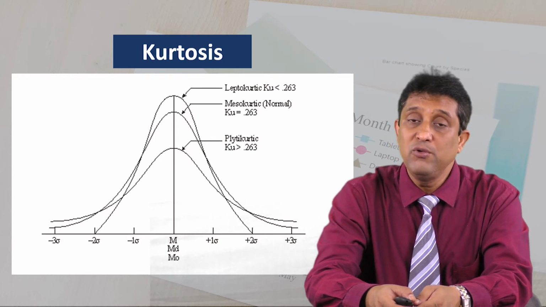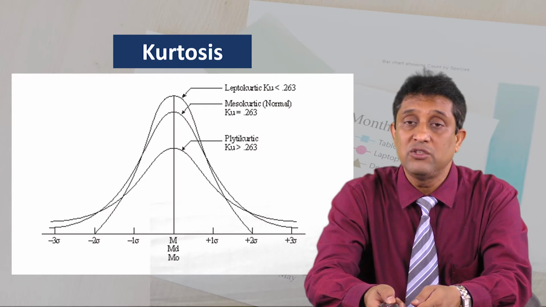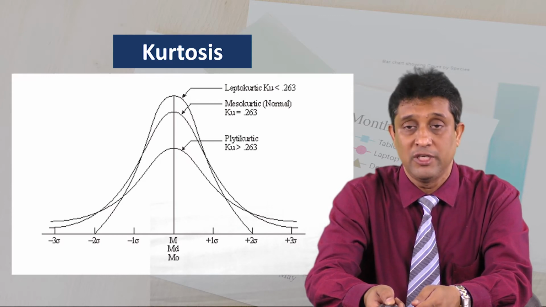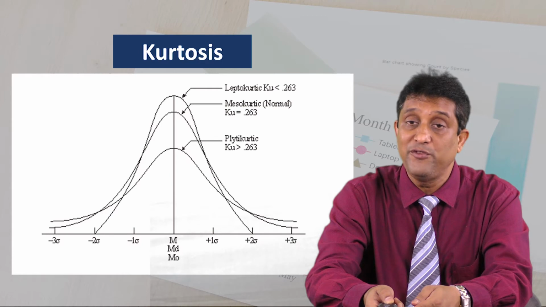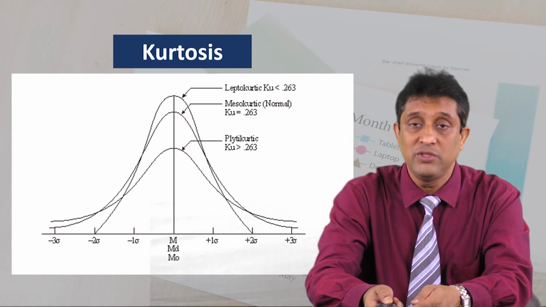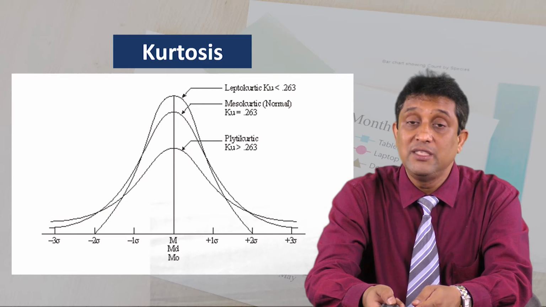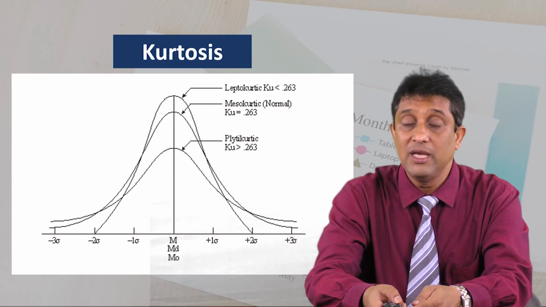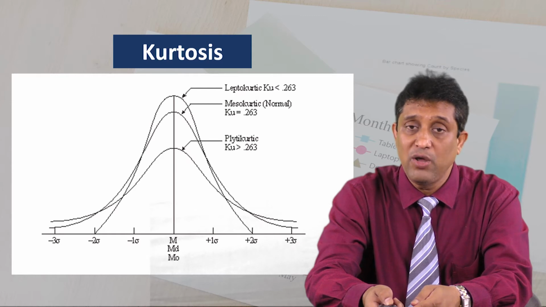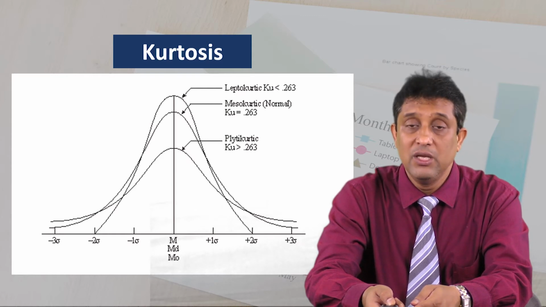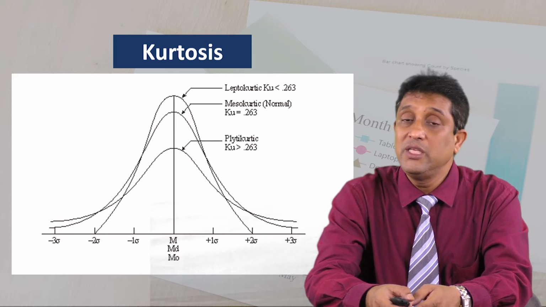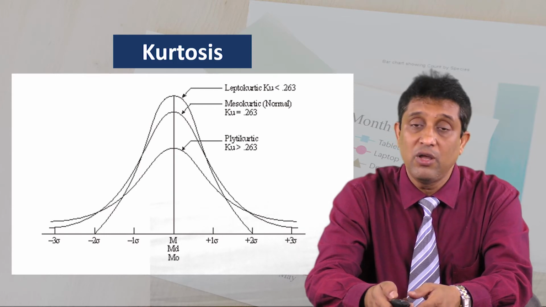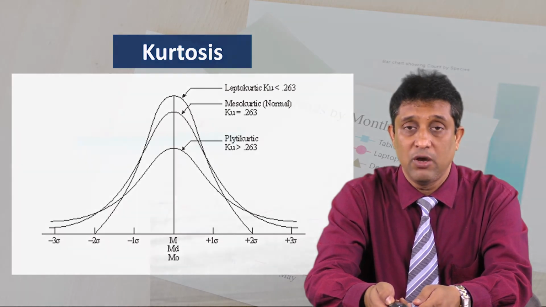But you will also find two other types of curve, one called leptokurtic and the other called platykurtic. A leptokurtic curve is more highly peaked than normal, and the value of kurtosis is less than 0.263. A platykurtic curve is more flattened than normal, and its value is greater than 0.263. Both these curves are not normal, but a mesokurtic curve is a normal curve. So that's why the normal probability curve is also called a mesokurtic curve.